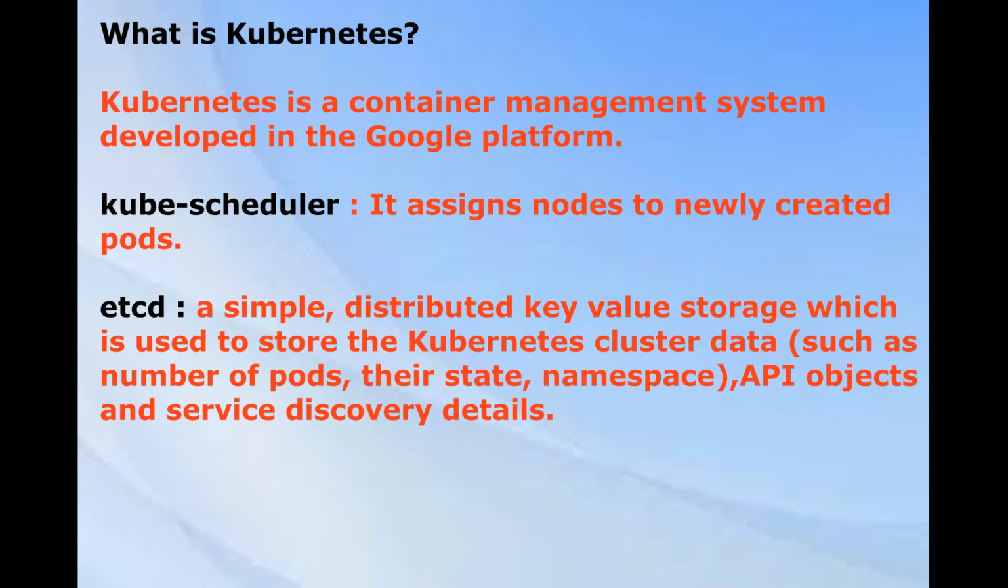What is Kubernetes? Kubernetes is a container management system developed on the Google platform. Kube-scheduler assigns nodes to newly created pods. etcd cluster is a simple, distributed key-value storage used to store the Kubernetes cluster data, such as the number of pods, their state, namespace, API objects and service discovery details.